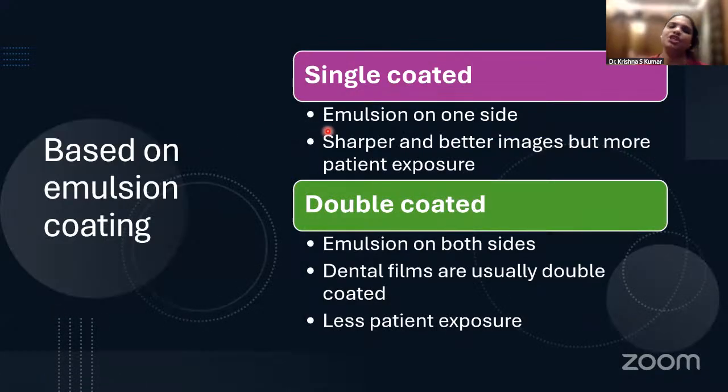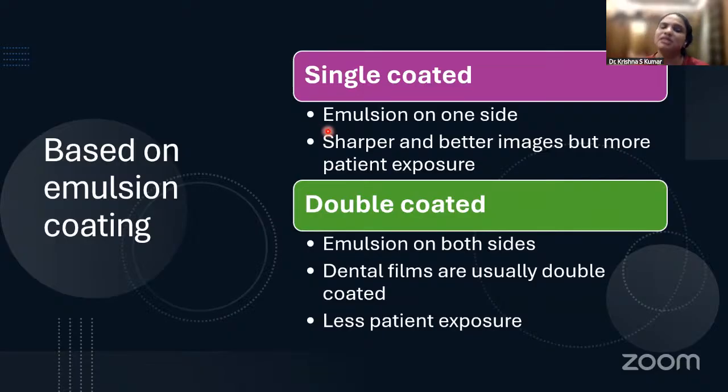Based on the emulsion coating, it is single coated and double coated. Single coated means you have emulsion only on one side. Double coated means there is emulsion on both sides. The double-coated emulsion films have less patient exposure because you have emulsion on both sides. The energy is taken up by the emulsion on both sides. So the amount of X-ray required to expose a double-coated film is less compared to a single-coated film, where you have emulsion only on one side.